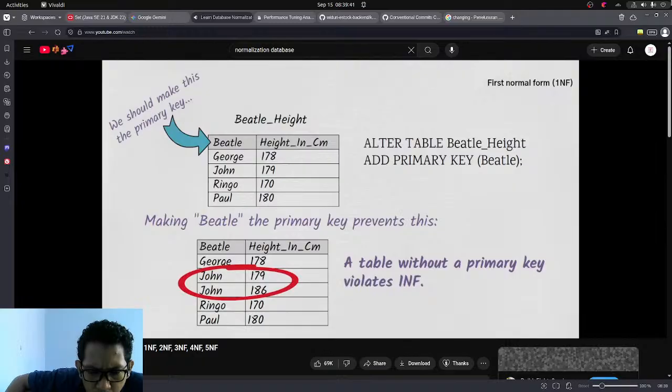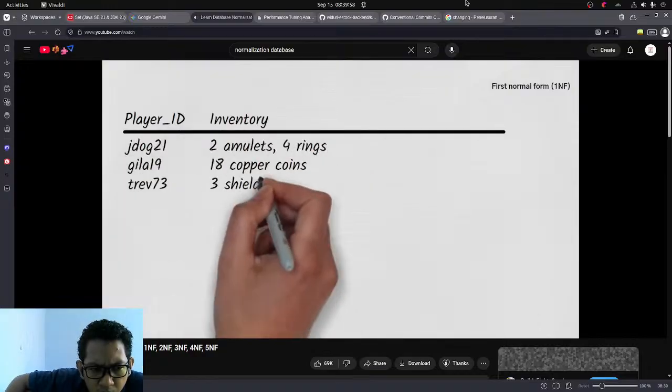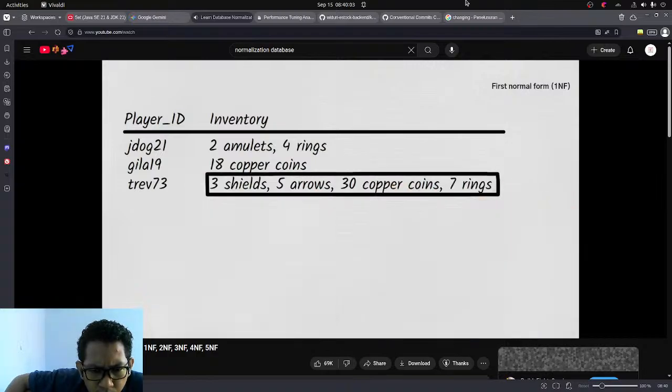The last way of failing to achieve first normal form involves the notion of repeating groups. Suppose we're designing a database for an online multiplayer game. At a given time, each player has a number of items of different types, like arrows, shields, and copper coins. We might represent the situation like this. A player's inventory is what we call a repeating group. Each inventory contains potentially many different types of items: arrows, shields, copper coins, and so on. And in fact, there may be hundreds of different types of items that a player might have in their inventory.